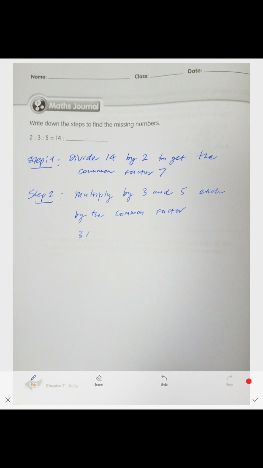Okay, so 3 times 7 is 21, and 5 times 7 is 35. Our step 3 is complete the ratio. Okay, 2, 3, 5 is equal to 14, and now we found out the answers, 21, 35. All right, that's it. This is how you write the math journal.